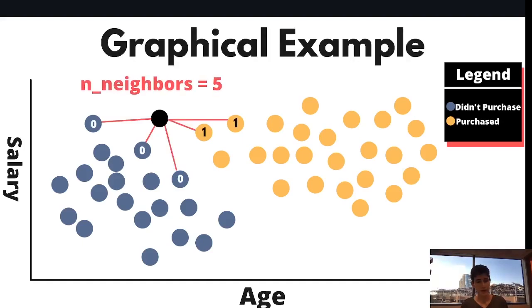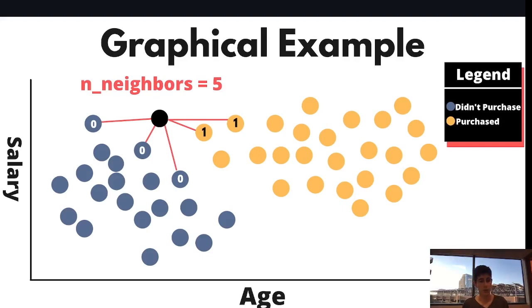So the k nearest neighbors algorithm measures the distance from our tester data point to the nearest neighbors, and that nearest neighbors value we'll set as 5 for now. So we measure the n closest neighbors, in this case it's 5, so we measure the 5 closest neighbors, and we identify what their labels are. In this case, 3 of the labels of the neighbors are 0, which means 3 of the neighbors did not purchase the iPhone, and 2 of the neighbors did purchase the iPhone.